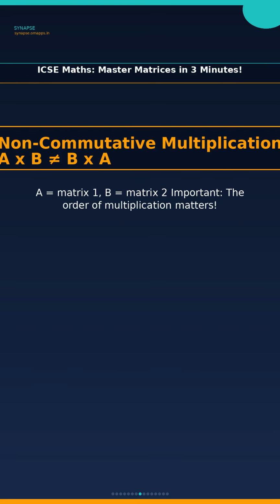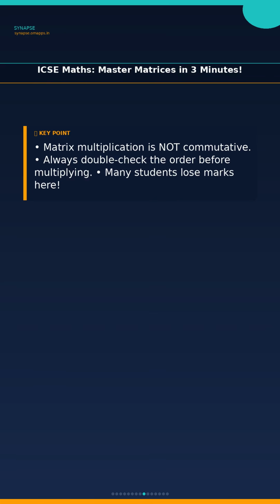Here's a super important point. Matrix multiplication is not the same if you switch the order. That is, A times B is usually not the same as B times A. This is called non-commutative multiplication. So, order matters. Here's a key point to remember for your exam.